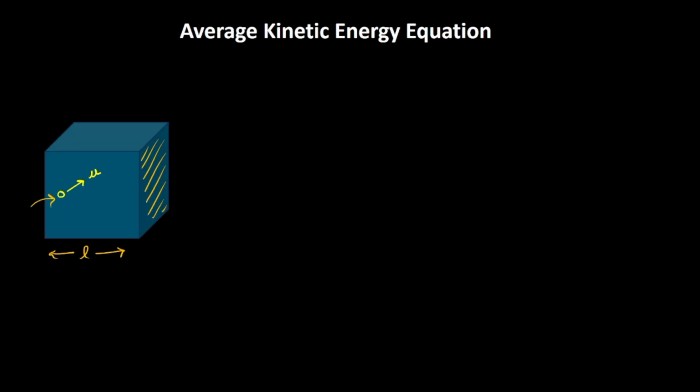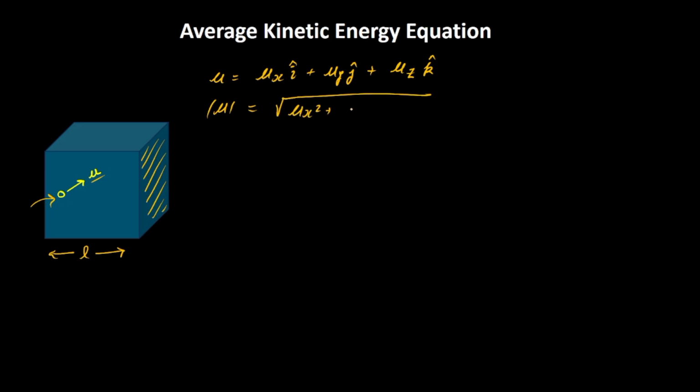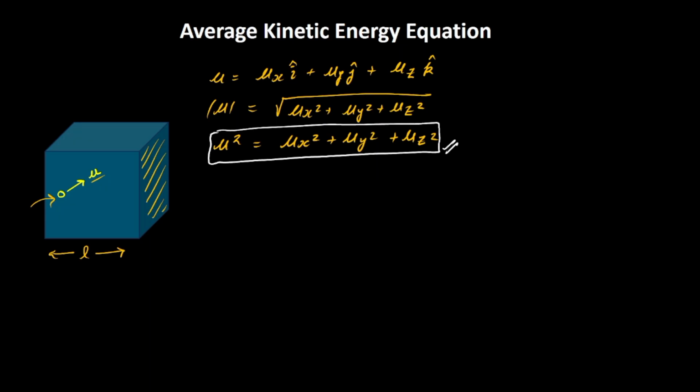Let's say this is our gas molecule that is moving in this container with a velocity u. So we can say that u equals ux i cap plus uy j cap plus uz k cap, where ux is the component of velocity along i cap. We can also say that the magnitude of u would be equal to the square root of ux square plus uy square plus uz square. So in a way we can say that u square equals ux square plus uy square plus uz square. Please remember this one because it would be used in the derivation as we proceed.